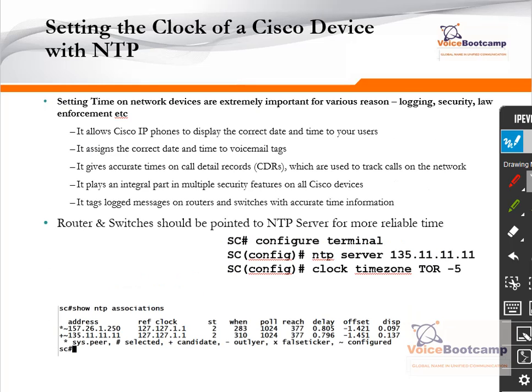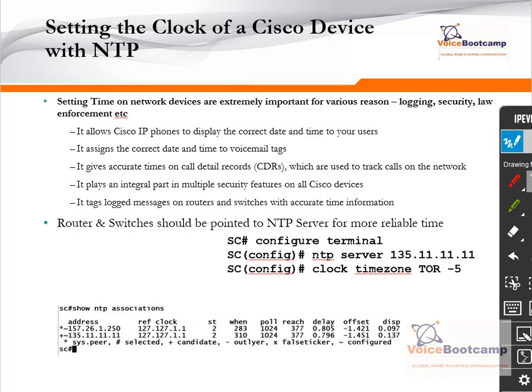Now, every network device requires network time to be properly configured. Time is very important because of logging, security, and law enforcement purposes. It allows the Cisco IP phone to display the correct date and time to your end user. It assigns the correct date and time to a voicemail tag. It also ensures that the CDR, call detail recording, for billing has accurate time. It also plays an integral part in multiple security features on Cisco devices. Logged messages on the routers and switches need accurate time information.